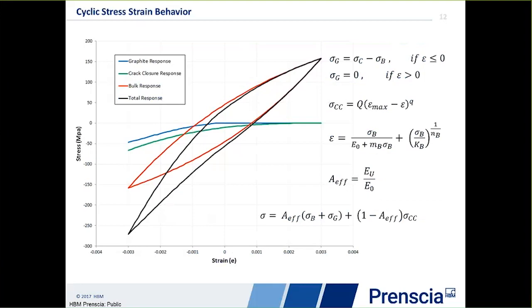What we're looking at here is basically a loading-unloading representation in terms of stress and strain. And the black trace represents the actual cast iron hysteresis loop. And again, you can see immediately how asymmetric it is, the fact that it is much stronger in, and stiffer in compression than it is in tension.